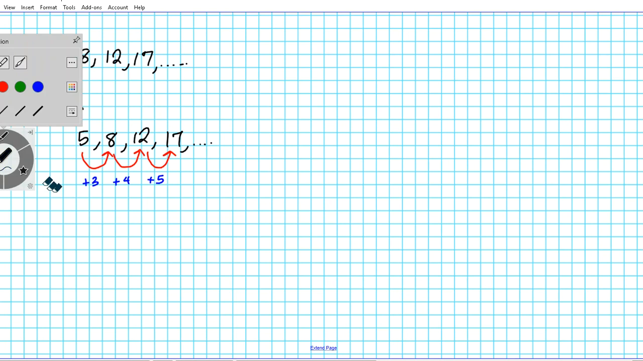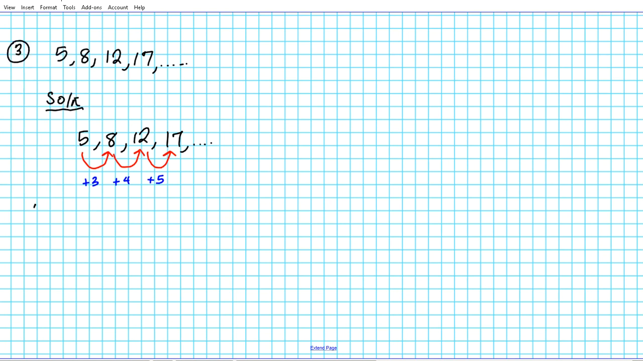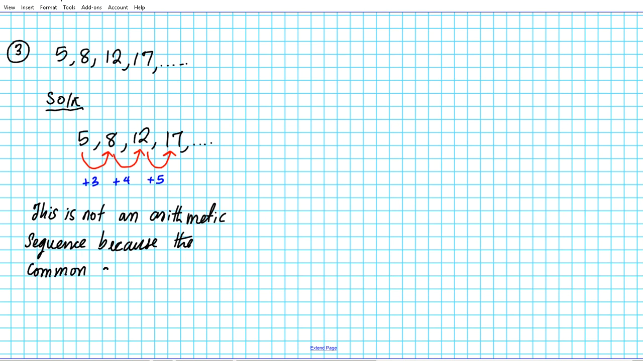So our answer for question number 3 is that this is not an arithmetic sequence. Why is it not an arithmetic sequence? It's not an arithmetic sequence because the common difference is not constant. It has to be the same. It cannot change in order for it to be an arithmetic sequence. All right. Let's take a look at another example.